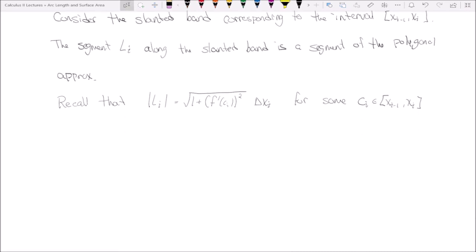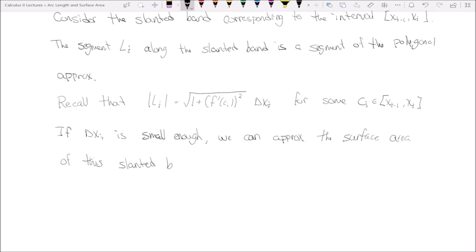Now, if our delta x sub i is small enough, what we can do is approximate the surface area of this slanted band as the surface area of a cylinder, of width, length of L sub i, and radius, f of c sub i.